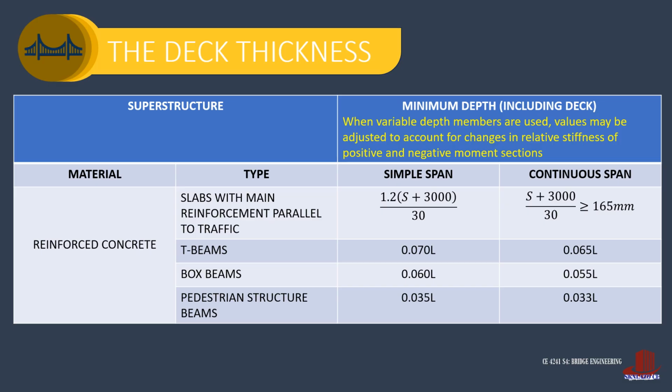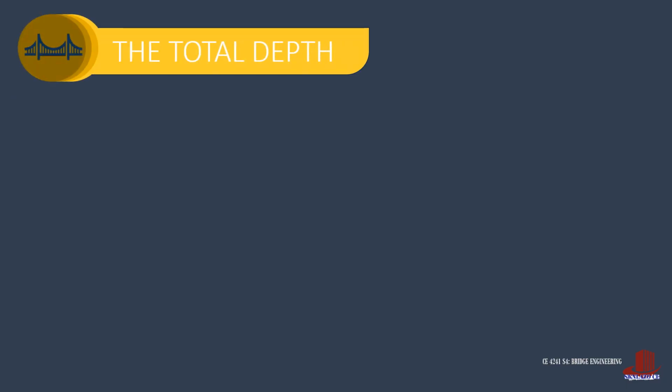For the deck thickness, we have to know the bridge material. In this example, it is reinforced concrete. The girder type is T-beams. So for simple span, the minimum depth will be computed as 0.070 multiplied by the span. From the table, we are to use the thickness from 0.070 L. This becomes 0.07 of 18 meters or 1.26 meters.